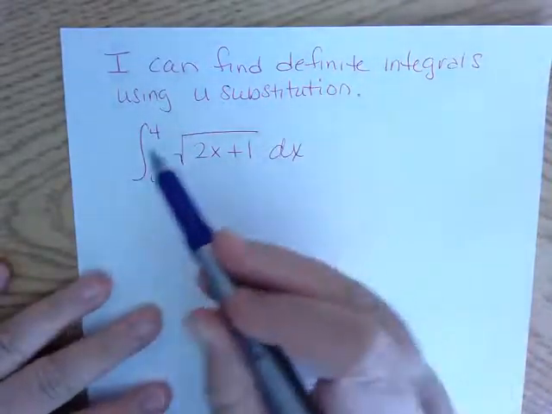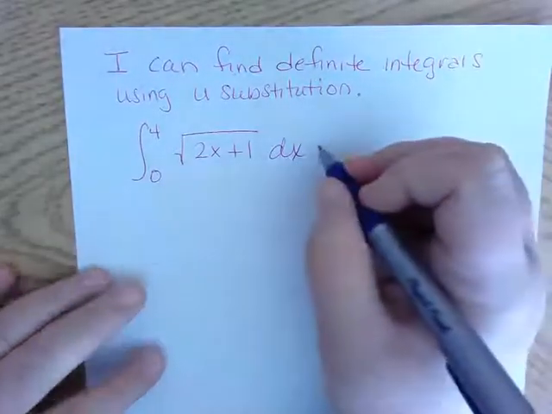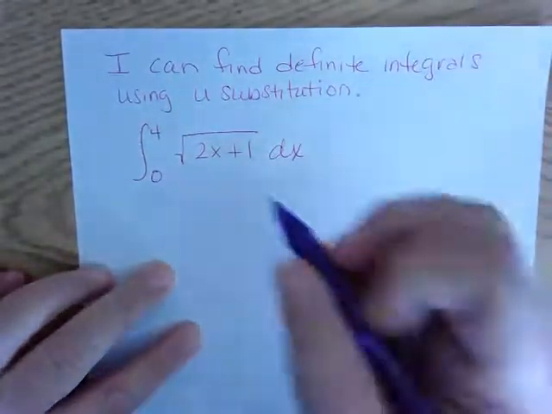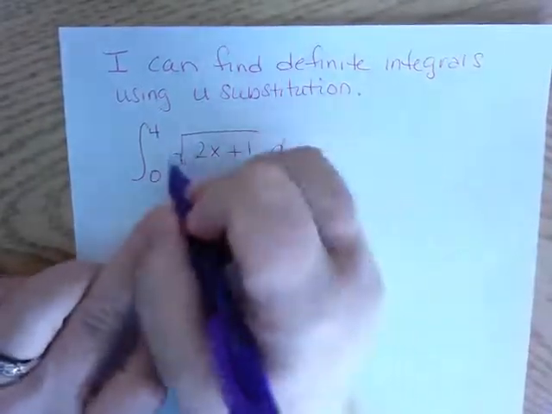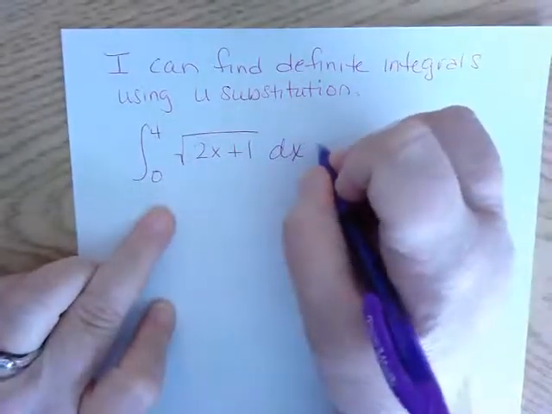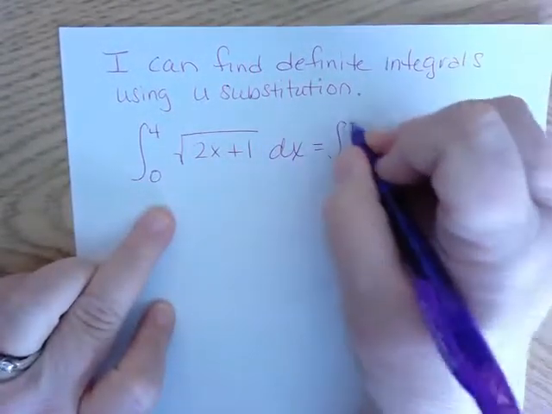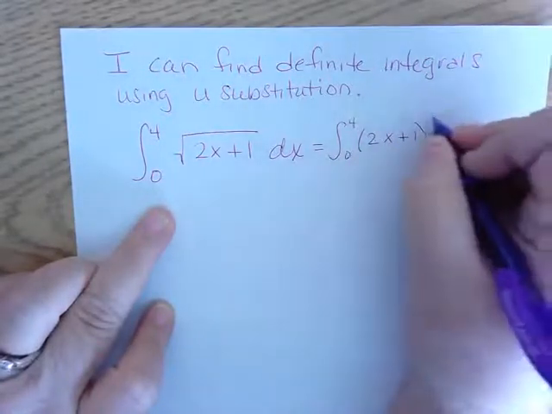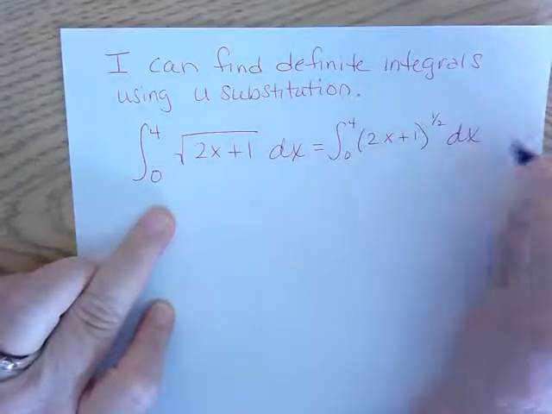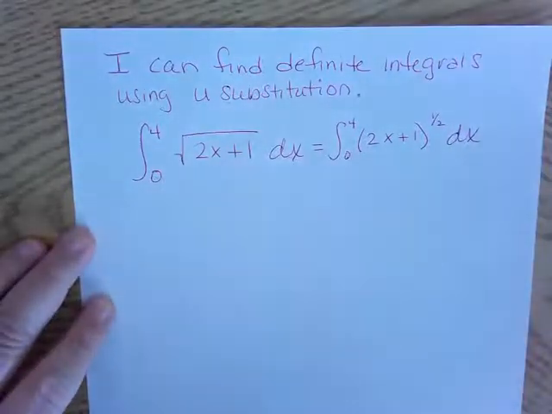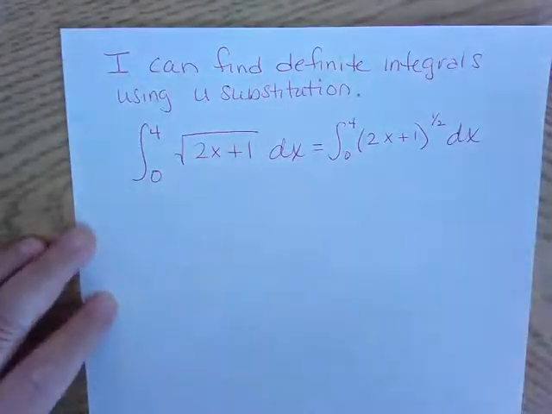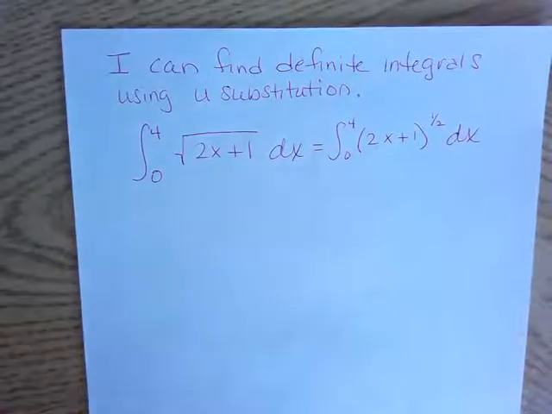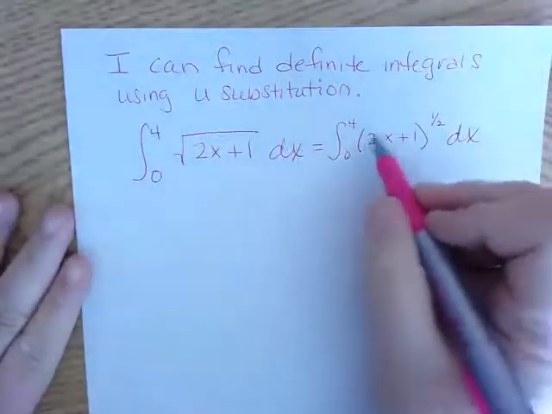As I look at this given problem though, I'm going to make a change because I would rather use an exponent than a square root symbol. So I'm going to rewrite it as the integral from 0 to 4 of the quantity 2x plus 1 to the 1/2 dx. Now I can see that my u, my inside function, should be 2x plus 1.